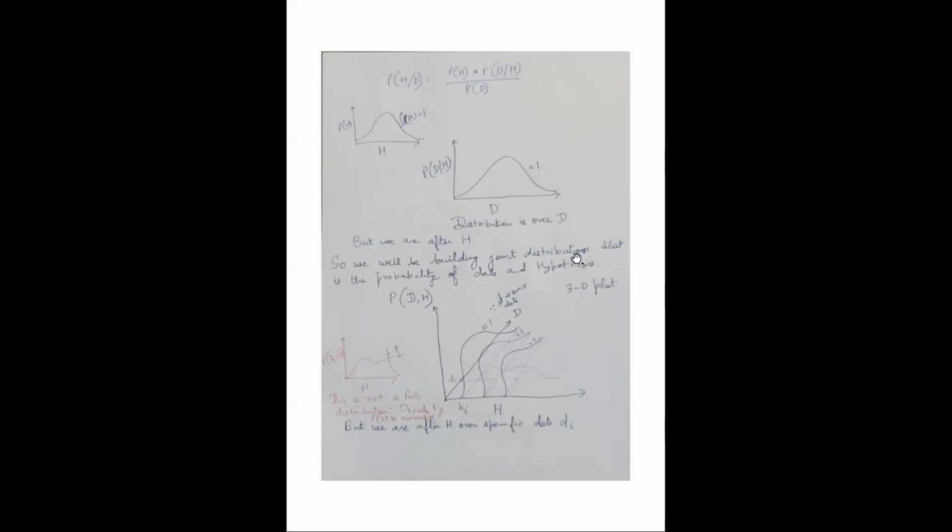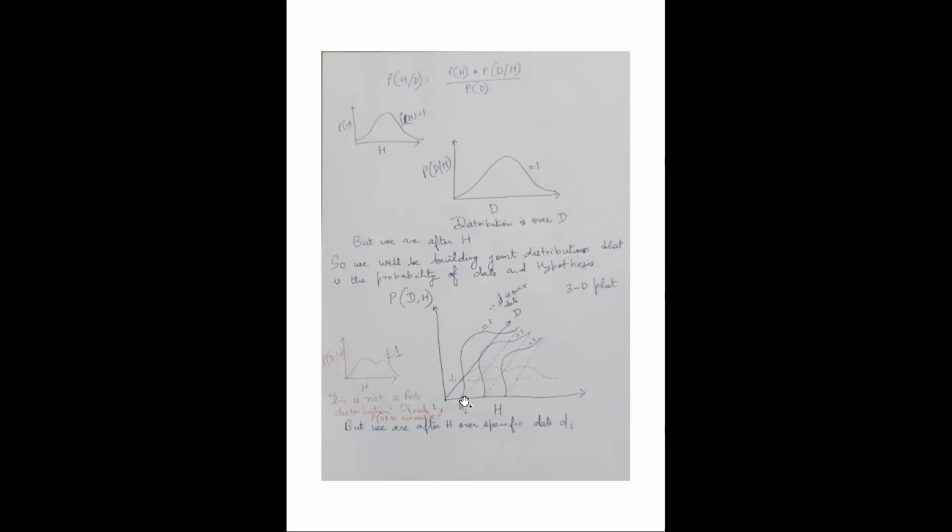Let me explain this, because this is probability distribution, and this area under the curve is 1. But because we are interested in probability of data given hypothesis, what is this value along how it is varying with the hypothesis. All right, so we will go with the joint. This is a 3-dimensional graph. One dimension is D, which is data. The other dimension is hypothesis. And the third dimension is the joint probability of D and H.